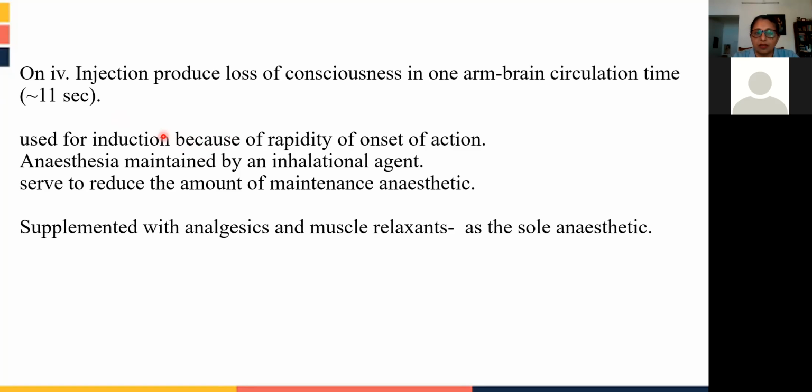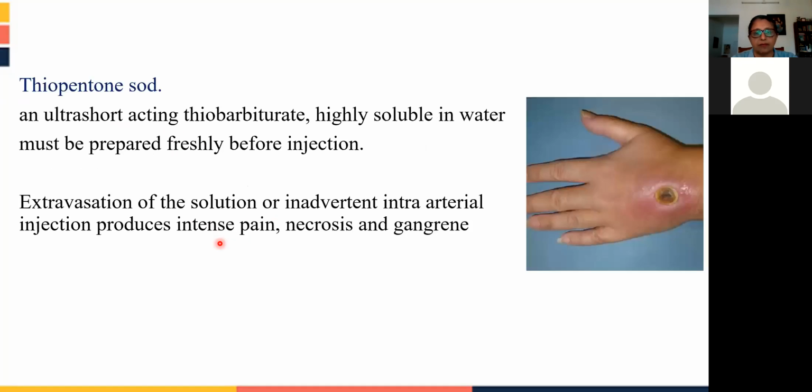agents, and then we have to give some analgesics as well as muscle relaxants, because all the inducing agents will not have any analgesia. So in addition, we have to give analgesics as well as muscle relaxants. That is how the anesthesia is conducted.